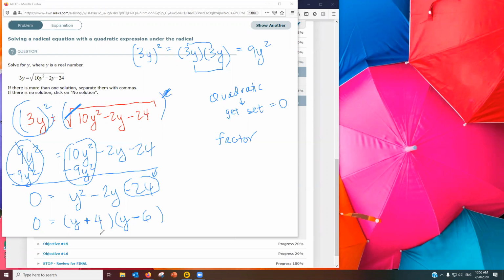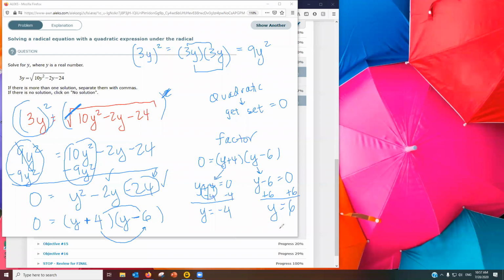Let me double check and see if this makes sense. Well, 4 times negative 6 would get me the negative 24. And 4 plus negative 6 would get me the negative 2. So I think that factoring looks good. The last step now is to set each one of these factors separately equal to 0. So let me do that. I'm going to break this up and make it y plus 4 equals 0 and y minus 6 equals 0. Here I'm going to subtract 4 from both sides. That's going to get me y equals negative 4. Over here, I'm going to add 6 to both sides. That's going to get me y equals positive 6.